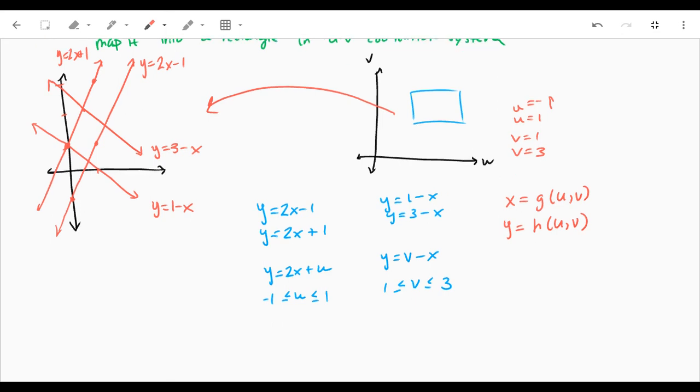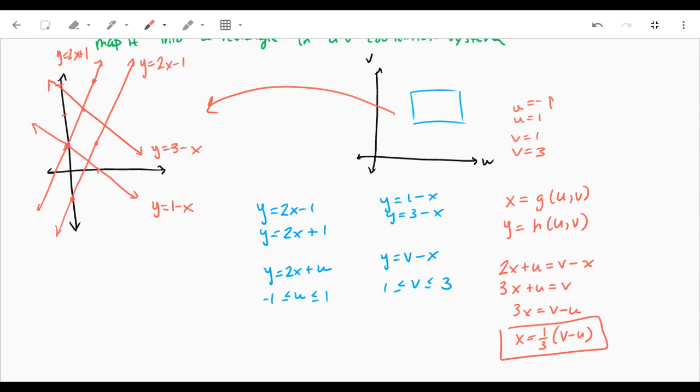So again, you're going to set them equal to each other. So 2x plus u equals v minus x. So 3x plus u is v. And then 3x would be v minus u. So x is 1/3 (v minus u). Okay, that will be our x transformation.